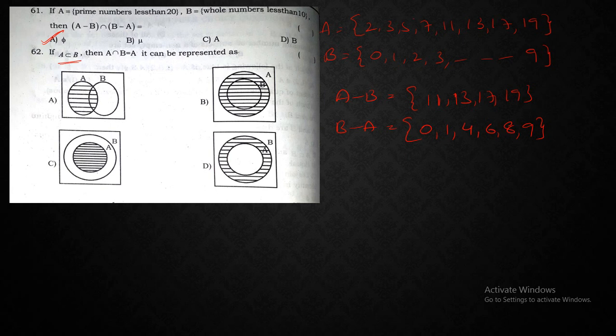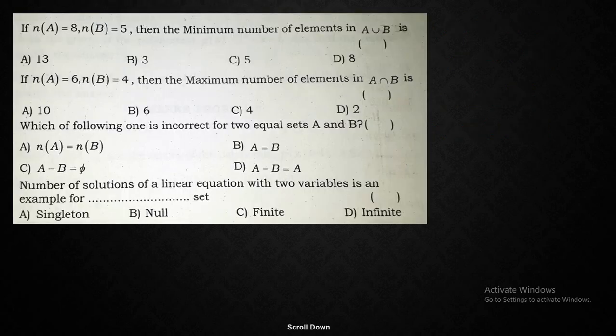Next, A is a subset of B. A is a subset of B means this figure won't come, right? Next we need to go with A, then A intersection B is equal to A. So which figure represents that? Option C is the one that represents A intersection B is equal to A. Next, moving on to some more questions.